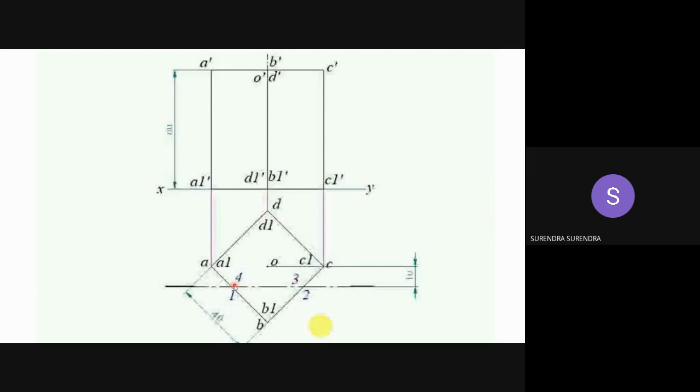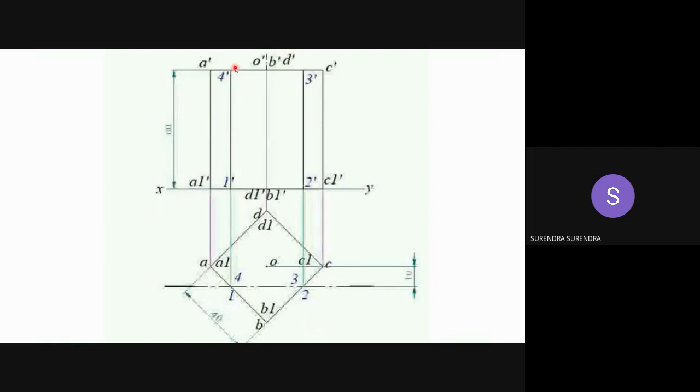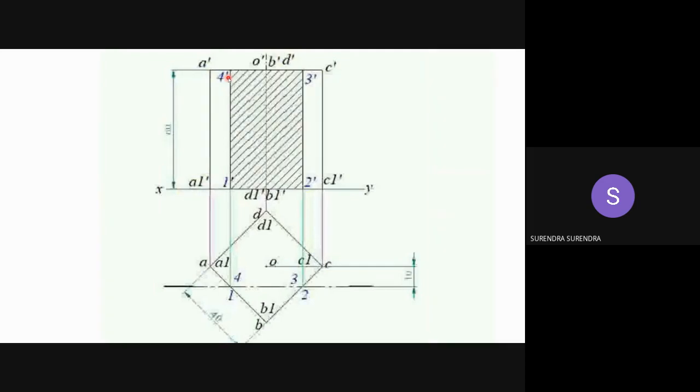3 and 4 are on A1, B1, B1, C1 and A1, B1. Now project these 4 points onto the front view and mark those respective 4 points: 1, 2, 3 and 4. Now join them with straight lines, and then fill it with the hatching.